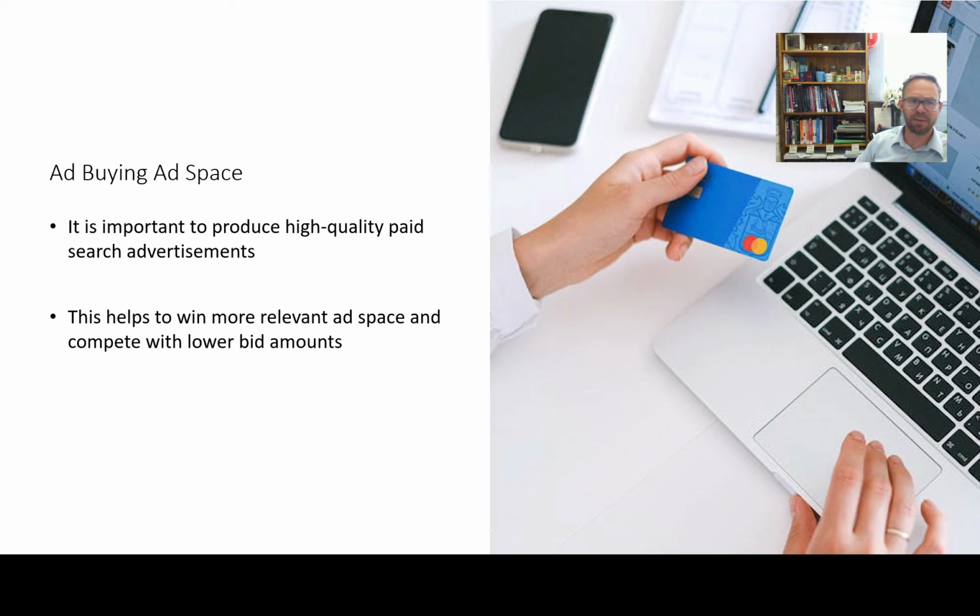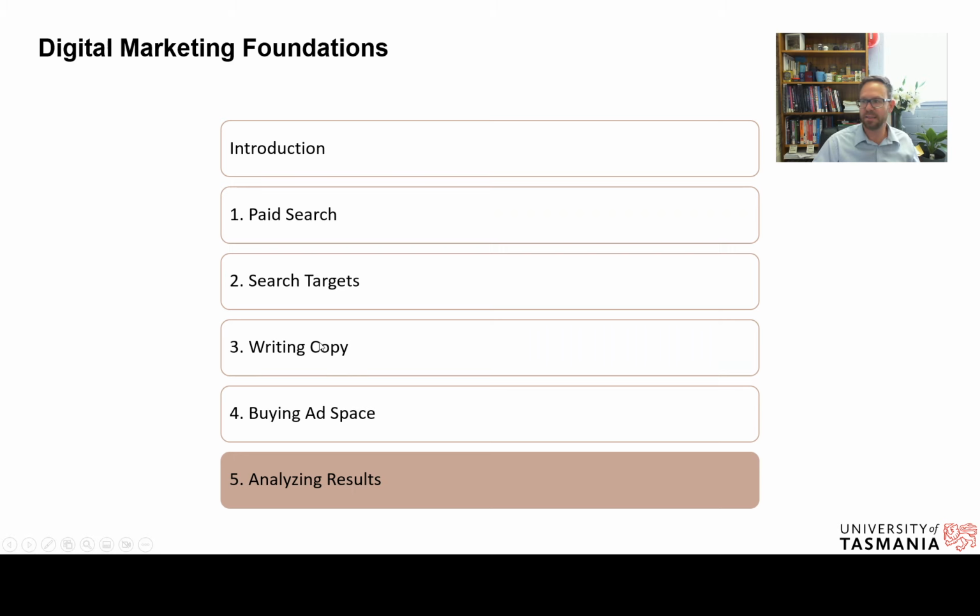Alright, buying ad space. It's important to produce high quality paid search advertisements. This is the key that I'm trying to get across, and it helps to win more relevant ad space and compete with lower bid amounts. You might be working at an organisation that doesn't have a lot of money and is paying you to do their marketing, which emphasises the importance of creating good ad copy. That's what we covered in section 3, the copy and targeting the right words. If you're doing number 2 and number 3 right, it's going to help you with number 4. So I'm going to stop it there, and then we're going to look at section 5, where we're analysing the results.